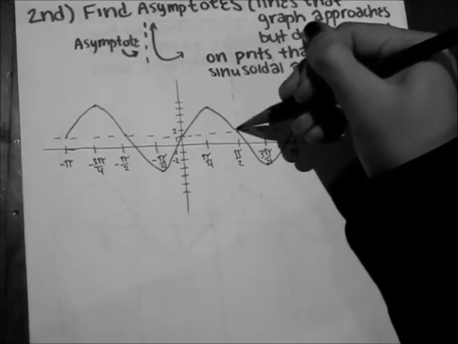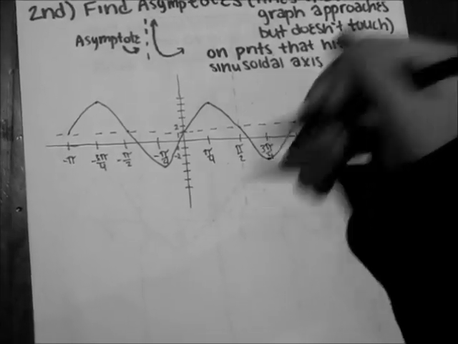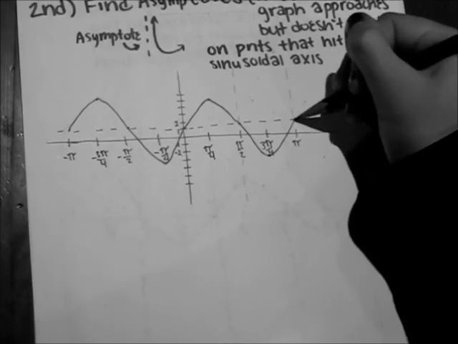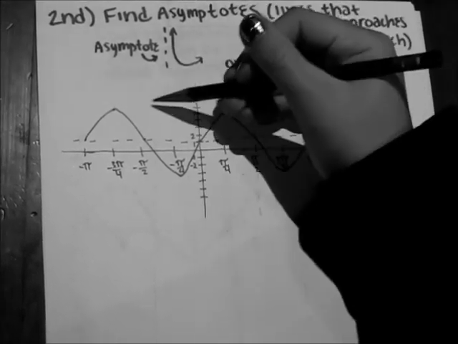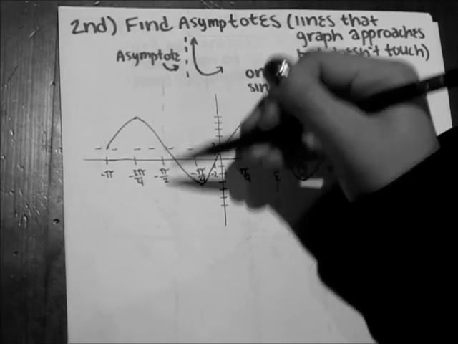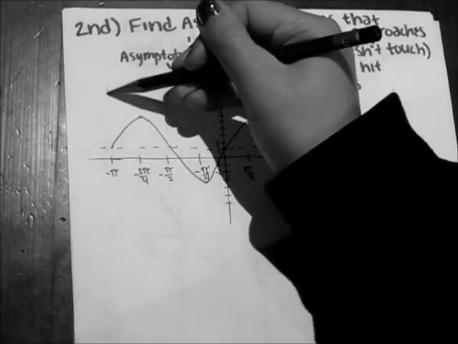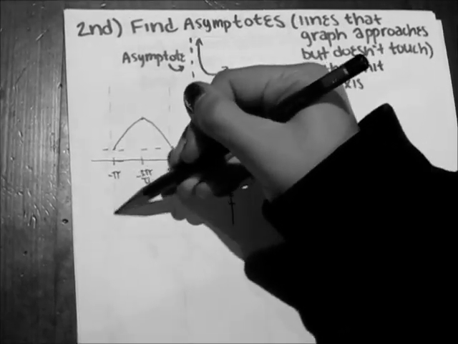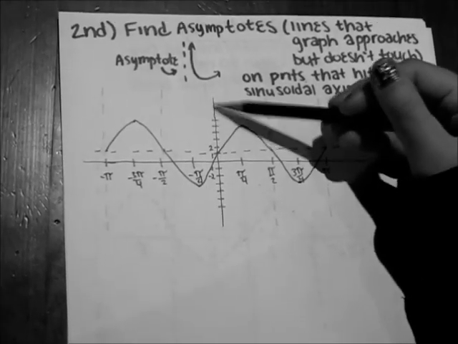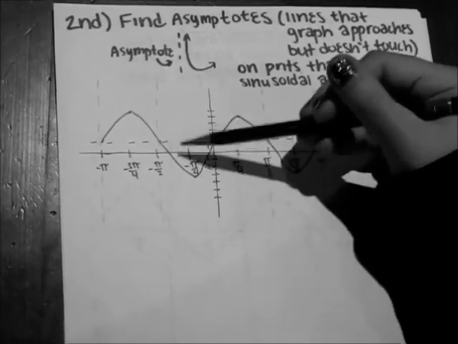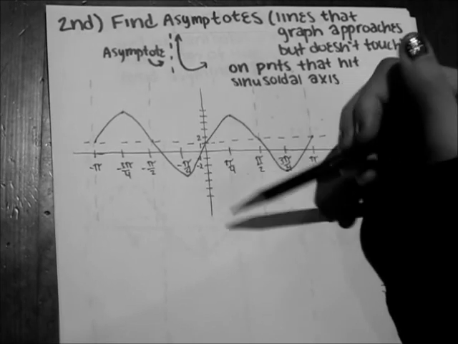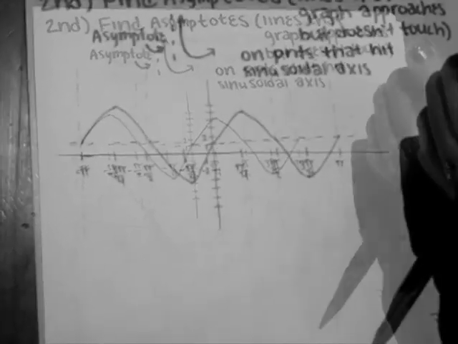So we're going to draw a line going downward that hits that point. And we do this for every point that hits the sinusoidal axis. In this case, the y-axis would be an asymptote because the graph hits the sinusoidal axis on the y-axis.